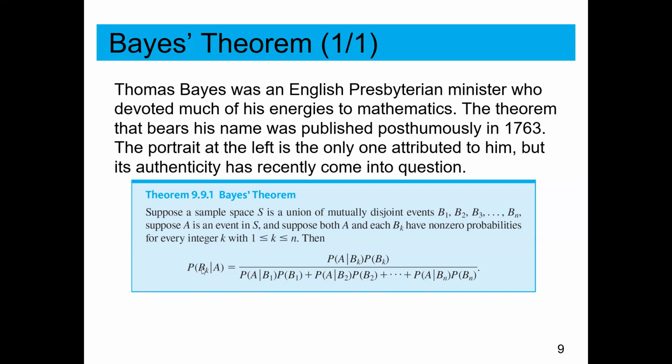But the probability that B sub K, so we have all these different disjoint events that could happen, the probability that one of them happens given A is the probability of A given B. So notice the opposite order, times the probability of that specific B, just in general. And then down here, notice all these products are down here. It's A times the probability of one.